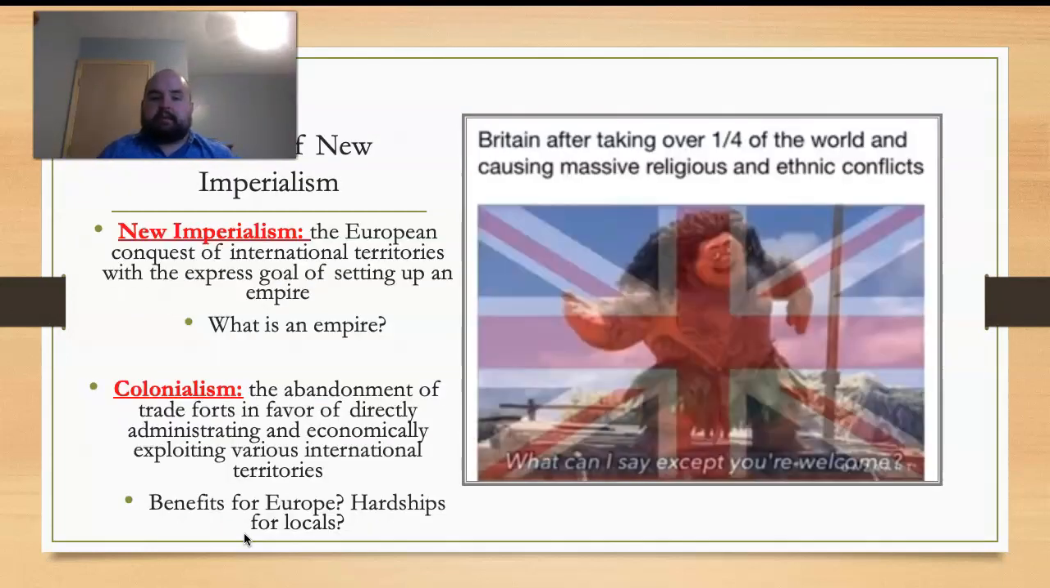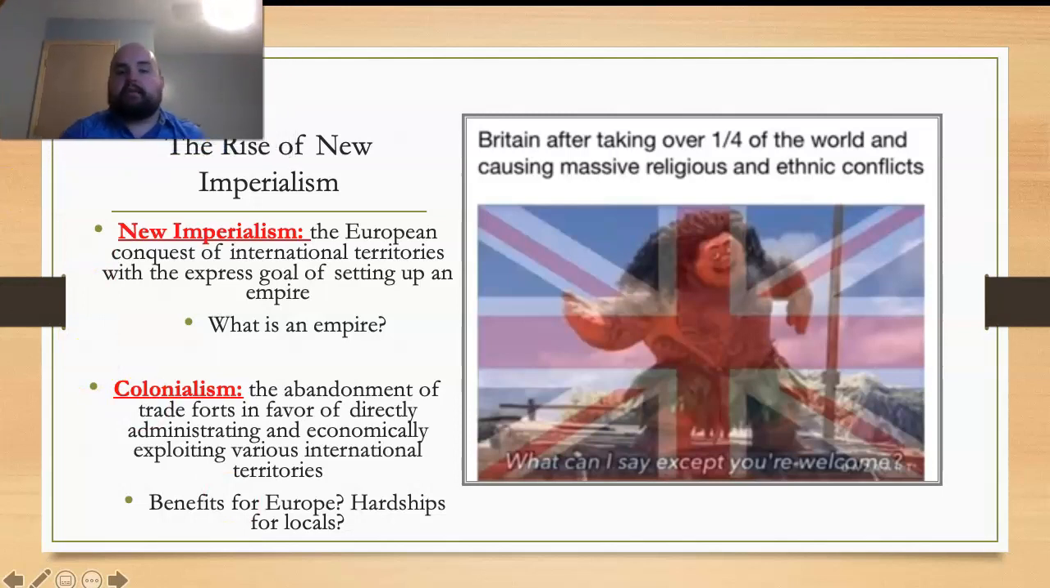In the meantime, let's jump straight into the thick of things. To understand anything we talk about over the next few days, you need to understand the idea of new imperialism. New imperialism is a period historians refer to where Europeans were for the first time conquering international territories with the express goal of setting up an empire. The colonization and imperialism, if you can call it that, we referred to a little bit earlier was essentially like what the Europeans would do in Africa. They would colonize and conquer a little bit.